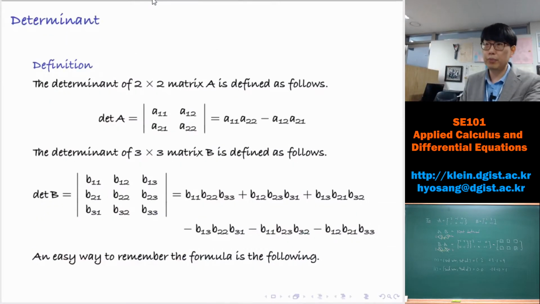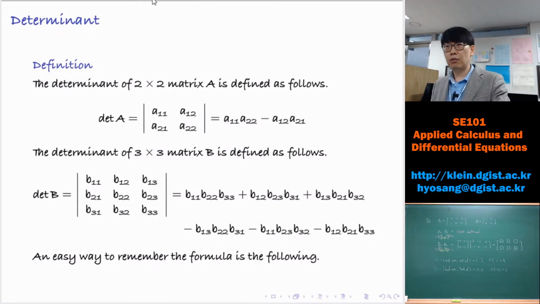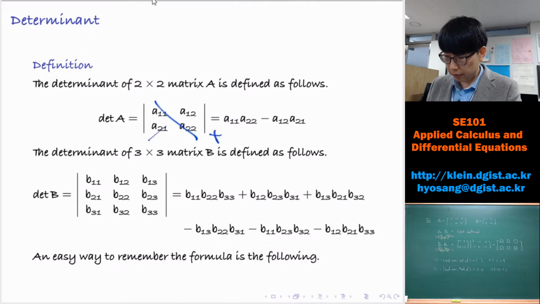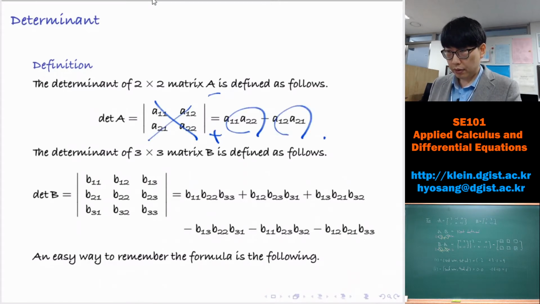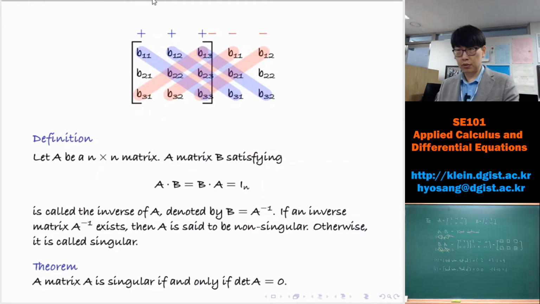So one of the important things is the determinant. I think we already saw the definition of the determinant when we talked about the Wronskian. For a 2 by 2 matrix, it's simple: this part is positive and this part is negative. For the 3 by 3 matrix, you have to remember this formula. This is one of the formulas to remember.